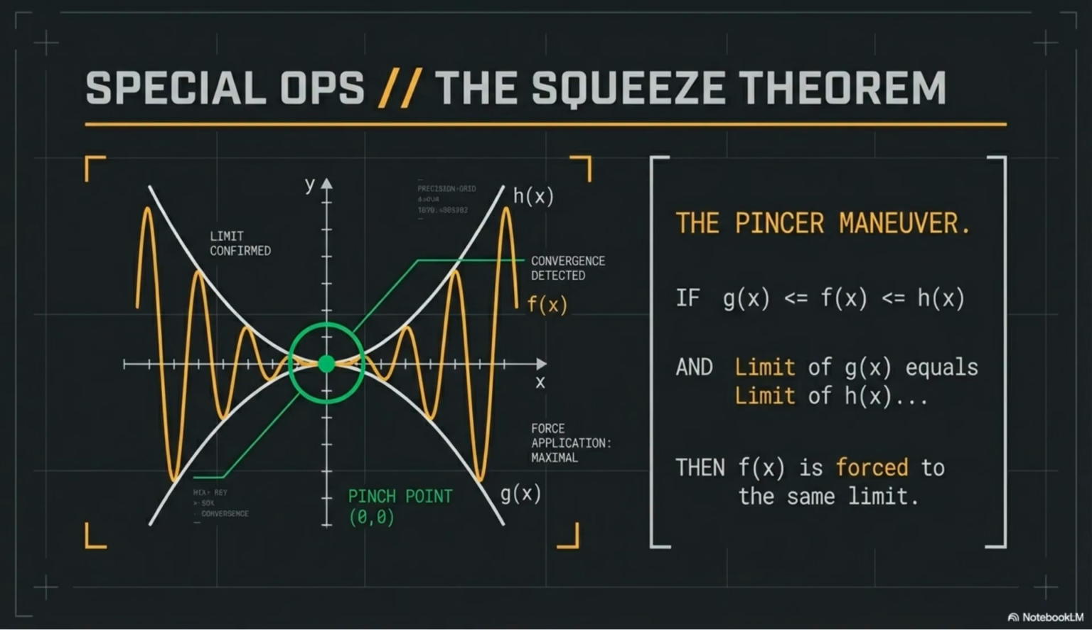For highly specific threat scenarios, we call in special ops the squeeze theorem. We refer to this as the pincer maneuver. If your target function, f of x, is trapped between a lower function g of x and an upper function h of x, and the limits of those outer functions are equal at the target point, then f of x is forced to the exact same limit. The target has nowhere else to go at the pinch point.